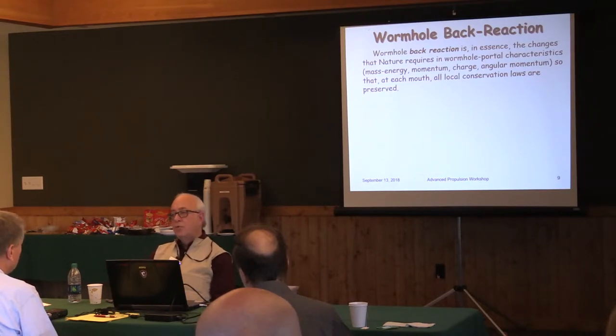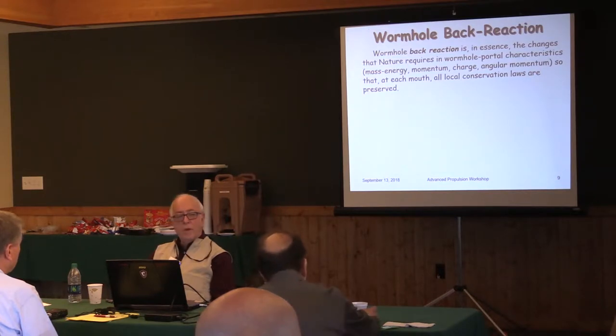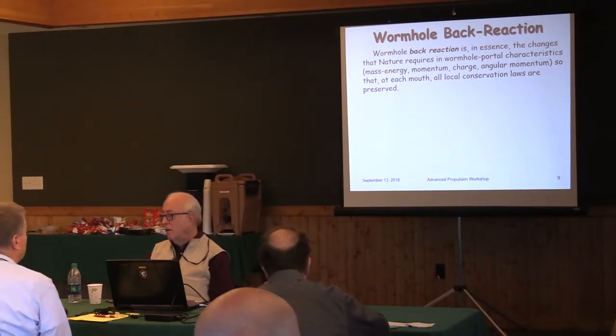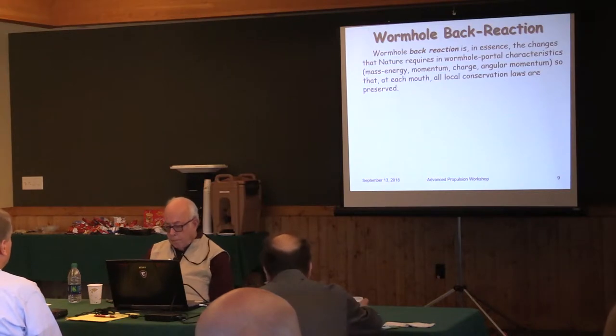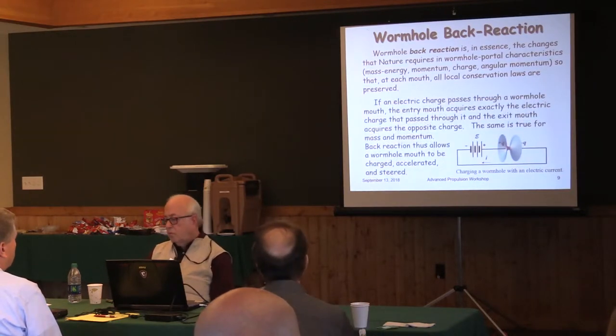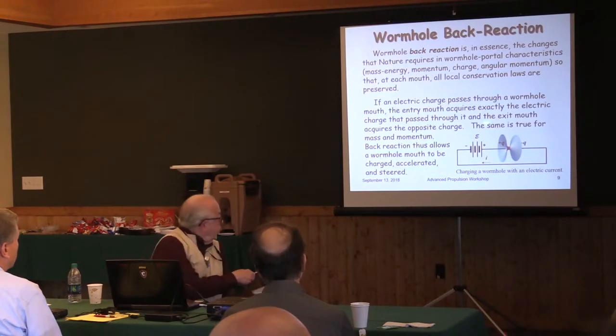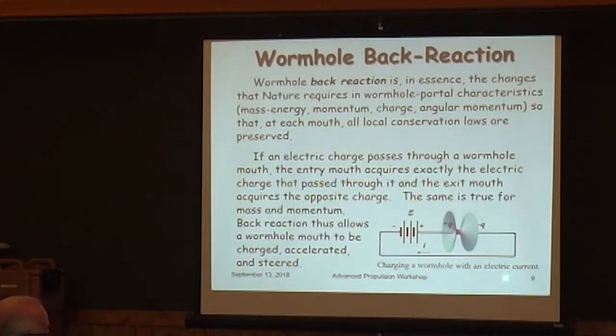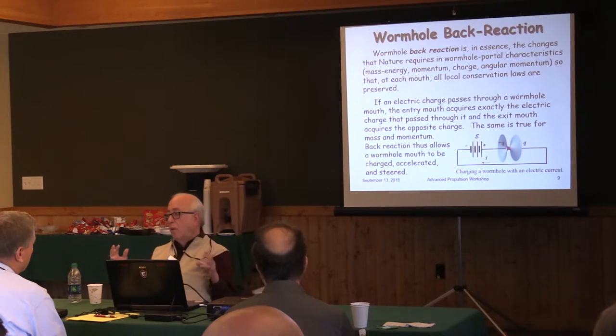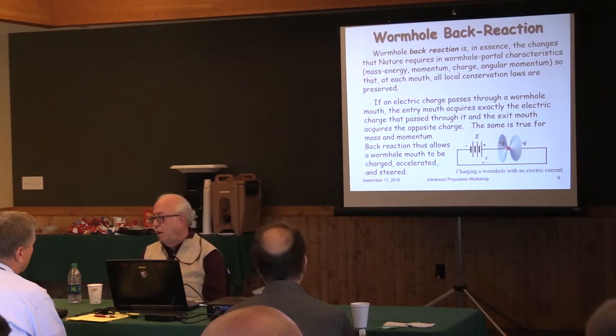That creates problems for the would-be wormhole traveler, but it also represents a certain way of manipulating wormhole ends if you look at it in the right way. So suppose you wanted to charge a wormhole. Well, you could, in principle, do it by just sending an electric current through it so that the electric current circulates through the wormhole like this, and this end becomes positive and the other end becomes negative. So it looks rather like a capacitor with a positive plate and a negative plate.